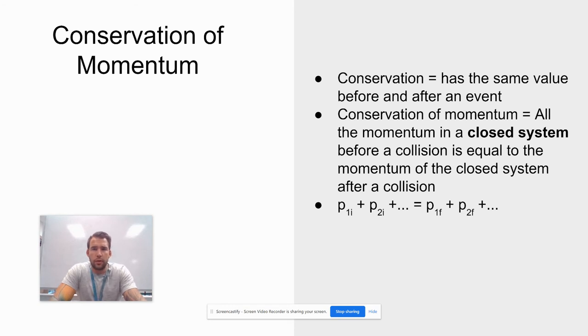We express this as P1, or momentum of our first object initially, plus the momentum of our second object initially, and all of our initial momentums added together are going to equal the final momentum of our first object, plus the final momentum of our second object and all other objects. All that, they're going to be equal. A closed system means that there's no external forces interacting with our system.